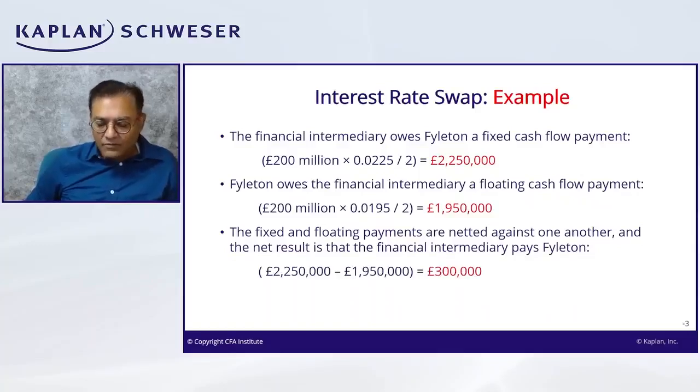The net amount we already know is 0.15% of 200 million, which is what? 300,000 sterling. So the net receipt to Falcon is 300,000 sterling. On the exam, be careful with the sign. In this case, Falcon is receiving, and therefore the sign is positive as opposed to the negative, which may be one of the answer choices there to confuse you.